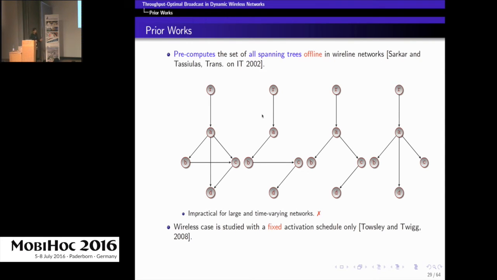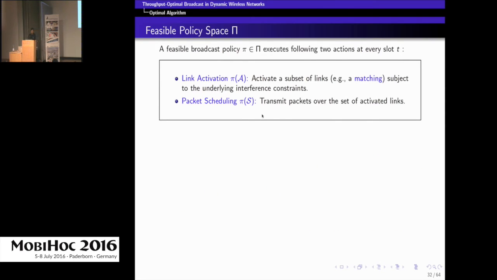The wireless case is studied with a fixed activation schedule only. There is a paper by Towsley and Twigg in 2008 that gives you an activation schedule that is fixed a priori, and an algorithm that, on top of the activation schedule, does optimal forwarding of packets. So what do we do? In this paper, we design the first online local control algorithm to achieve the broadcast capacity in time varying wireless DAGs. So what is the algorithm?